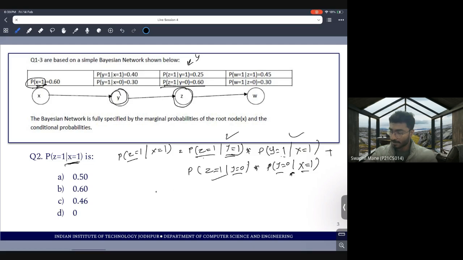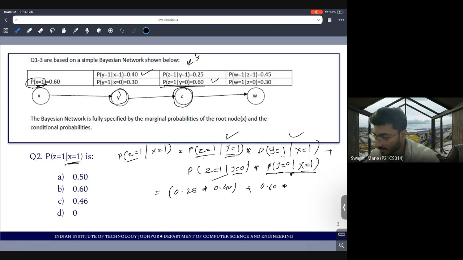So let's see how we can calculate it the same way we applied in the previous question. The probability of z is equal to 1 given that y is equal to 1 is 0.25, multiplied by the probability of y is equal to 1 given that x is equal to 1, which is 0.40. This is the first term we have written here. Another one is z is equal to 1 given that y is equal to 0, which is also provided here, at 0.60, multiplied by this probability, so how can we calculate it? You can see the probability of y is equal to 1 given x is equal to 1 has been given, which is 0.40.